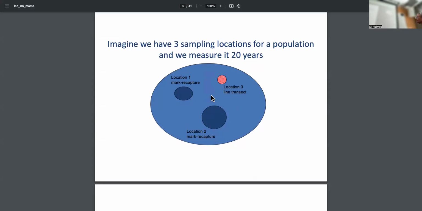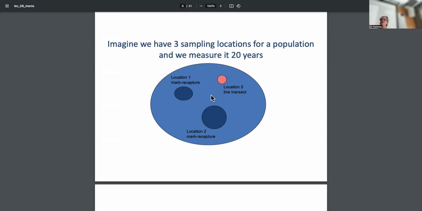All right, so let's imagine that this blue here is a population. This population is distributed over this area, and I want to get an estimate of this population. So I'm going to go out to 3 locations. In 2 locations, I'm going to be doing 2 separate mark recapture studies. And then in a 3rd location, I'm going to be doing a line transect. And I want to use all this data to try to estimate the total population in this blue area.